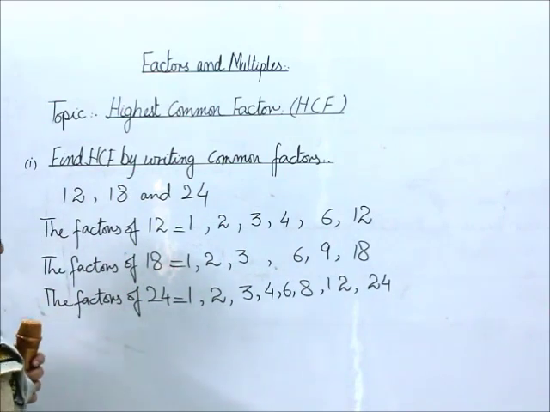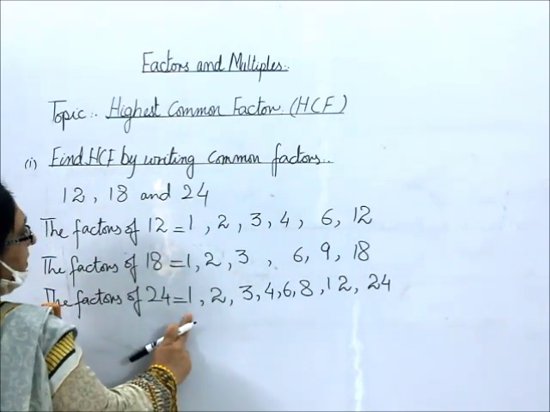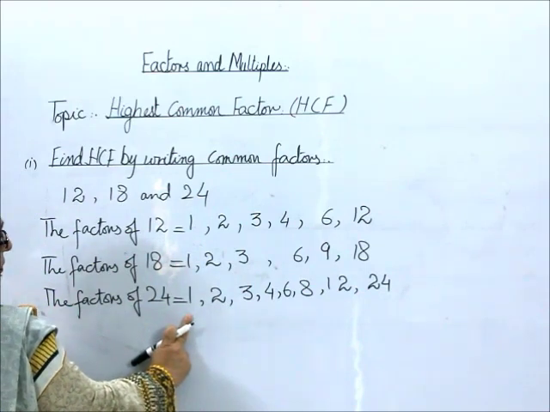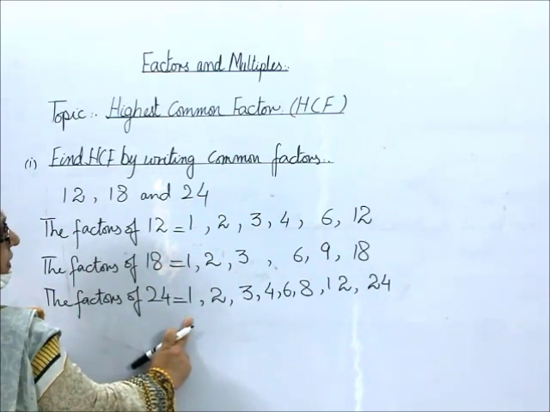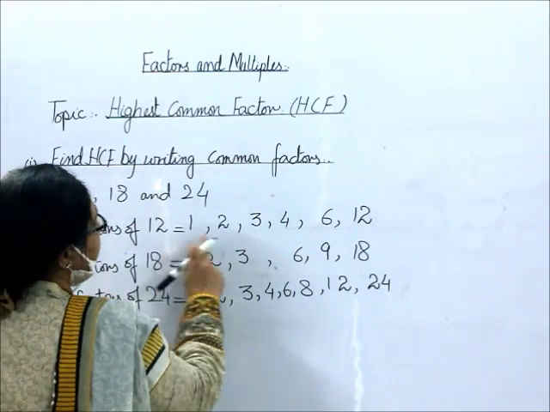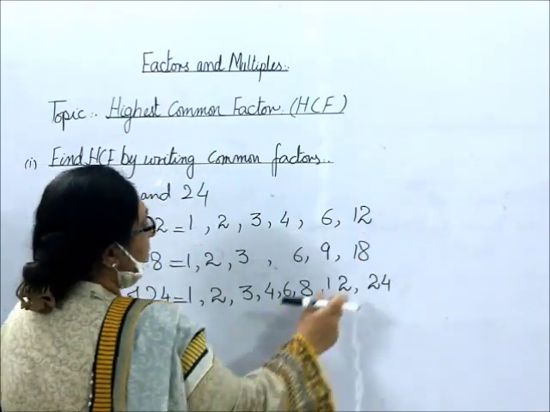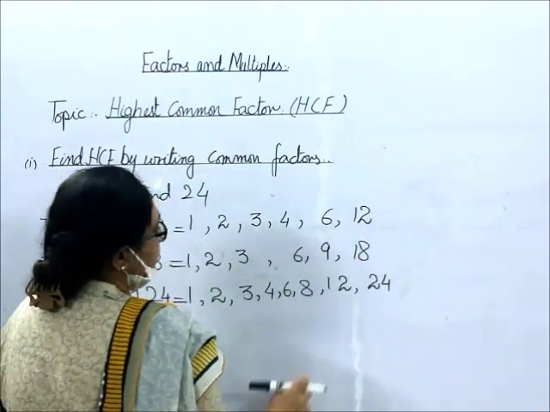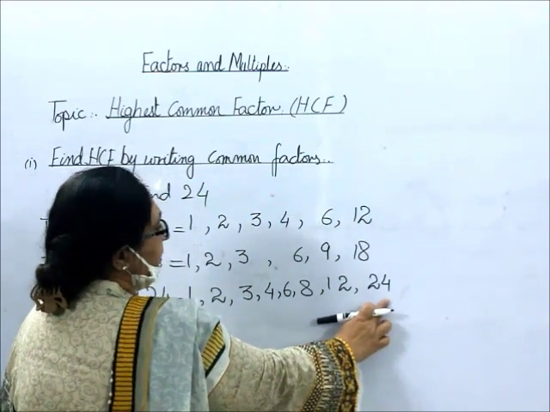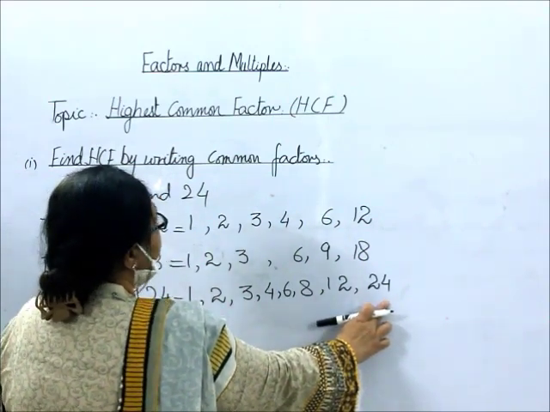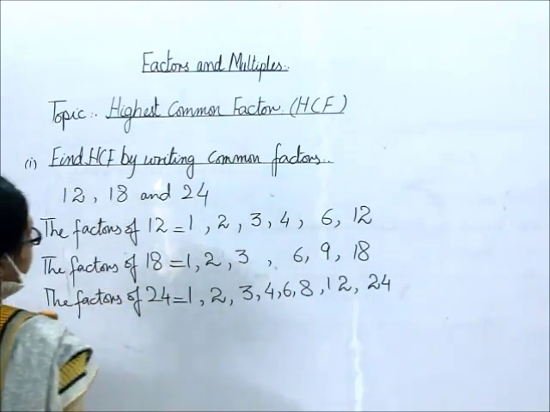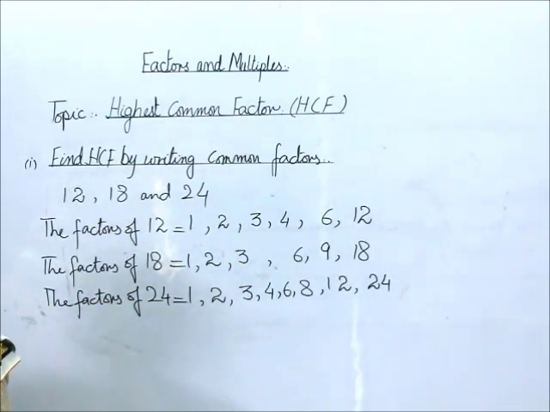Now children, you have to remember a few points: 1 is the smallest factor of each and every number, and the largest factor is the number itself. Here you can see the largest factor is 12. Here the largest factor is 18. Here the largest factor is 24. And the remaining factors of every number are either equal to that number or less than that number.